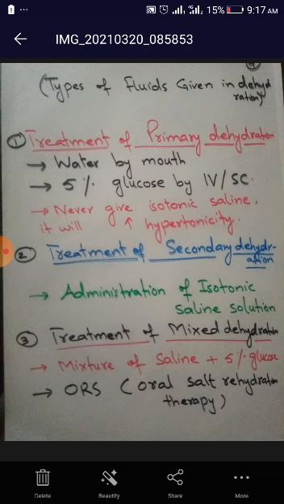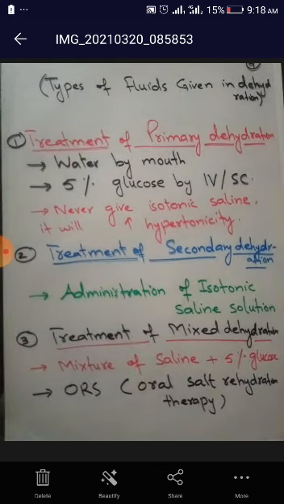Treatment of secondary dehydration. Now we will again focus on the cause of secondary dehydration, and it is salt deficiency, electrolyte deficiency, or sodium deficiency. So isotonic saline solution will be administered to the suffering patient. Isotonic means same concentration. Isotonic saline solution normally used is 0.9% NaCl. 0.9% sodium chloride is isotonic saline solution.